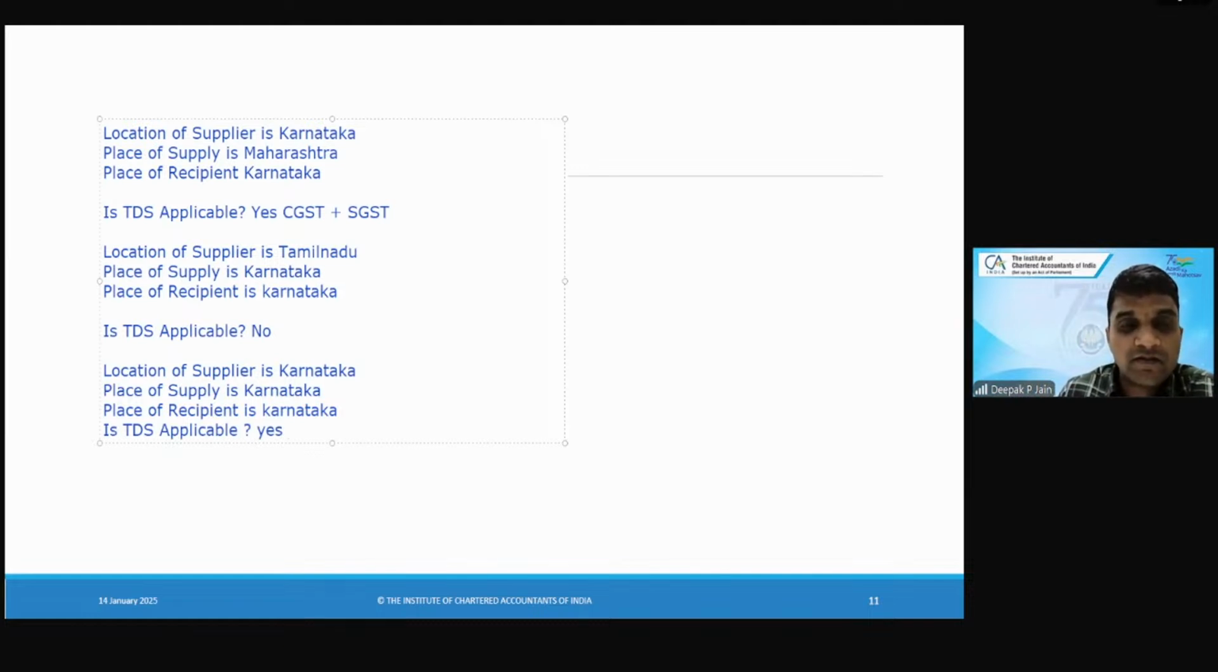Third case. No, in the first case not CGST. Location of supplier and place of supply are in different states, so IGST TDS will apply, right? Don't again go with the location of supplier and recipient. For the purpose of deciding TDS, you first have to see applicability. Once it is applicable in the first case, then to decide what kind of TDS, you will see the location of supplier and place of supply. And third case, correct, it will be CGST plus SGST. Clear till here?